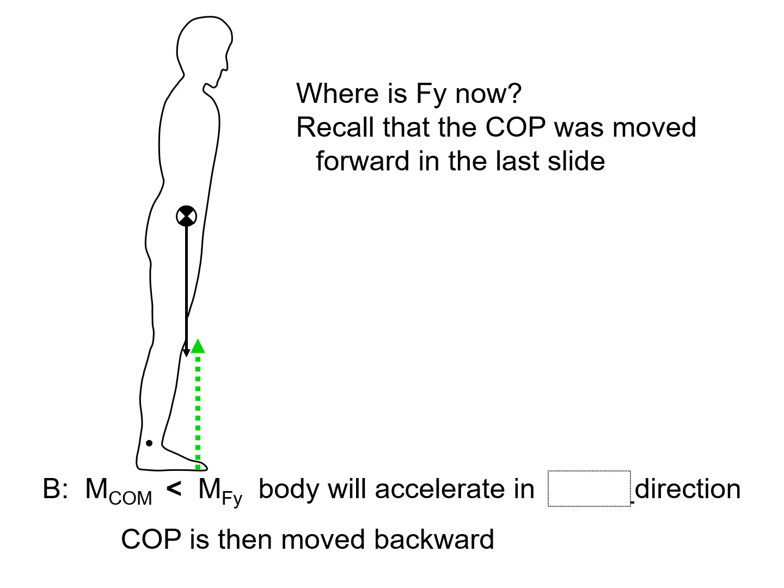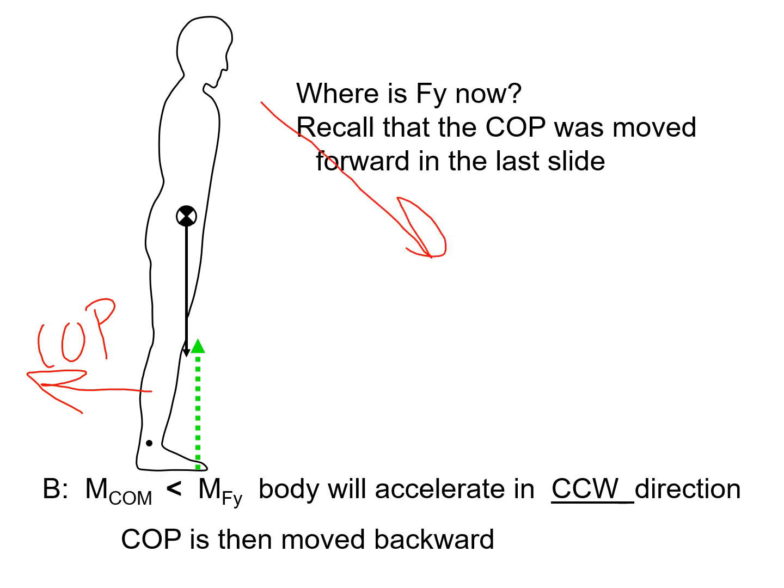So here, the force of our center of mass is less than the ground reaction force, and our body will accelerate in a counterclockwise direction, okay? And the COP is then moved backwards so we can maintain our position. So our center of pressure has to move backwards so that we don't fall forward.